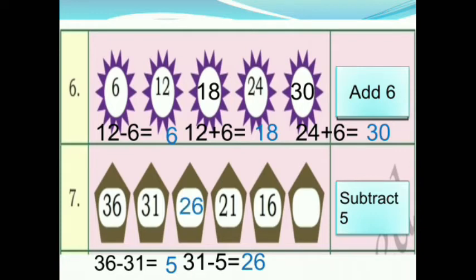The next number is 21. And the next number is 16. Next we have dash. To find out the next number, we should subtract 5 from 16. What is 16 minus 5? Yes, 16 minus 5 is equal to 11. So the next missing number is 11.